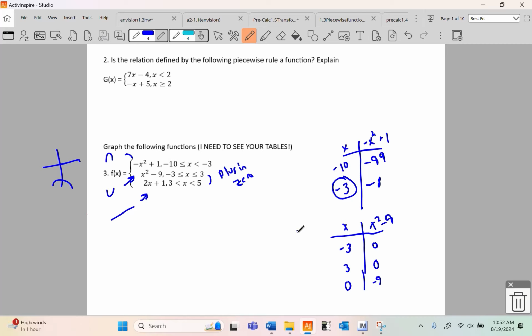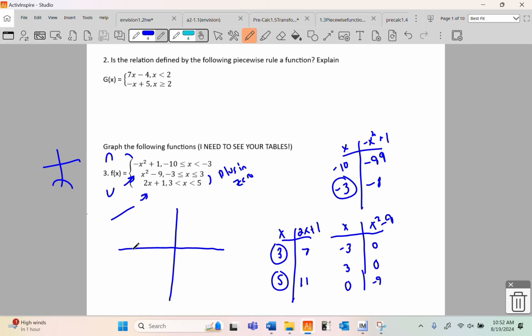The last one here that we get to graph has input x and output 2x plus 1. Interestingly enough, it's not allowed to be either one of these endpoints. But we're going to plug them in so that we have places to draw and connect to. If I plug in a 3, it's going to return 7. If I plug in a 5, it's going to return 11, because 2 times 5 is 10, add 1. All right, now I get to graph this thing.